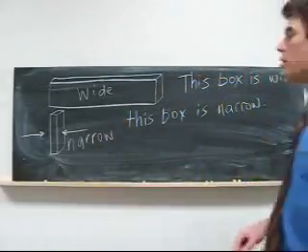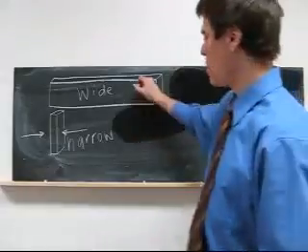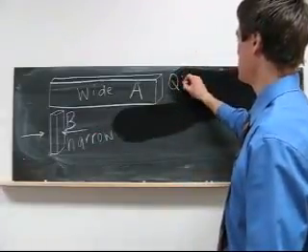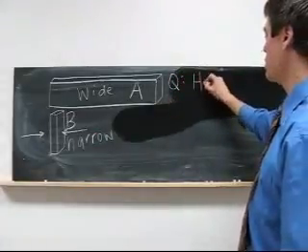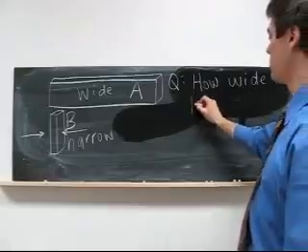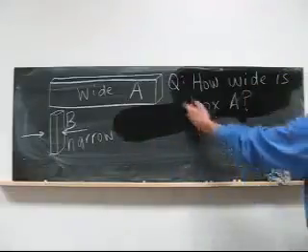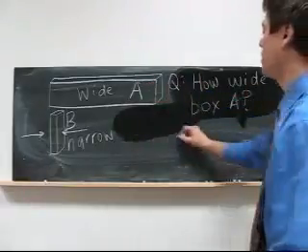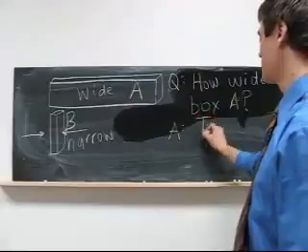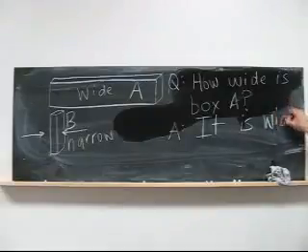So you could say the question, how wide is this box? Let's say this one's box A and this is box B. The question, Q for question, how wide is box A? How wide is box A? The answer is, it is wide.